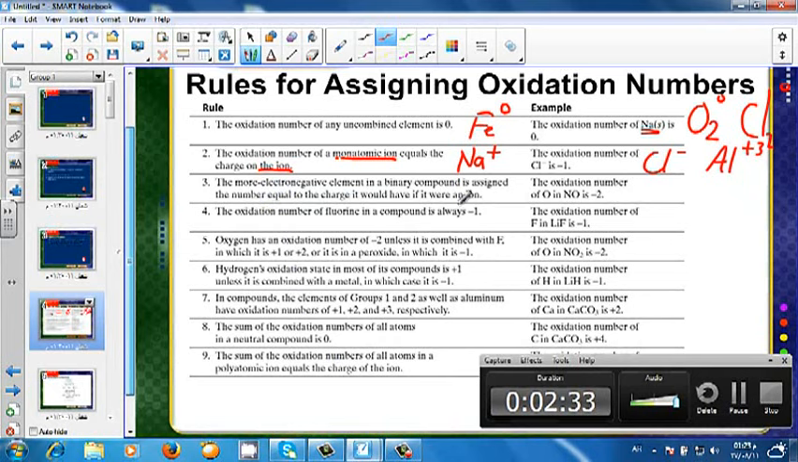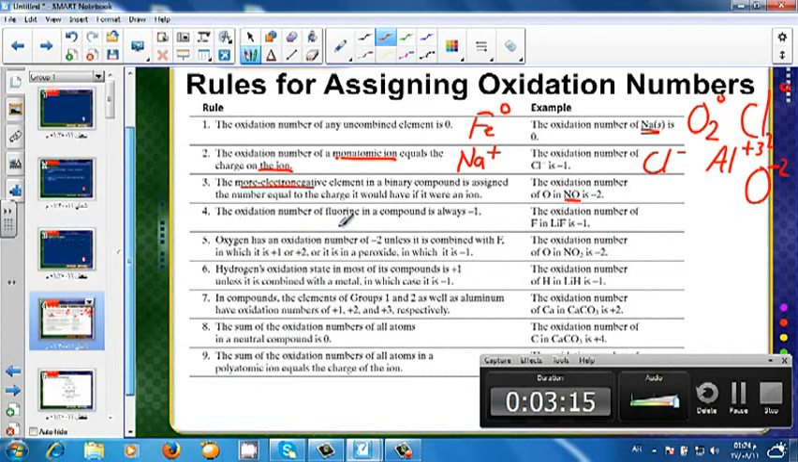For the more electronegative element in a binary compound, which is a compound made up of 2 atoms or 2 elements combined together, the oxidation number of the more electronegative element equals the charge of its ion. It means if I have NO, for example, the oxidation number for the oxygen will be the oxidation number of the oxygen ion. An oxygen ion takes -2, so the oxygen inside this binary molecule will be -2. So this is generally for binary molecules with 2 different elements having different electronegativities.